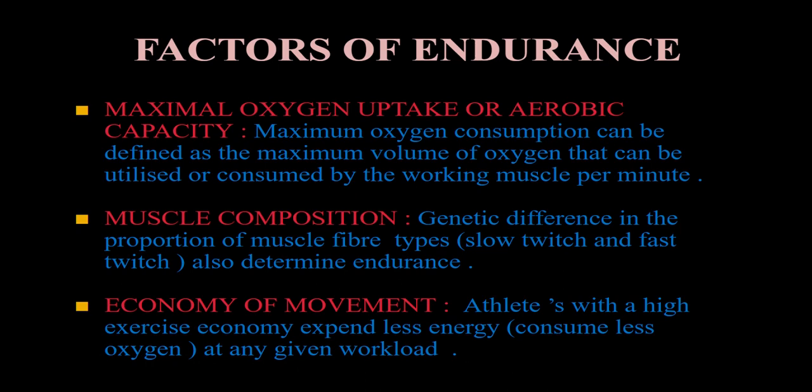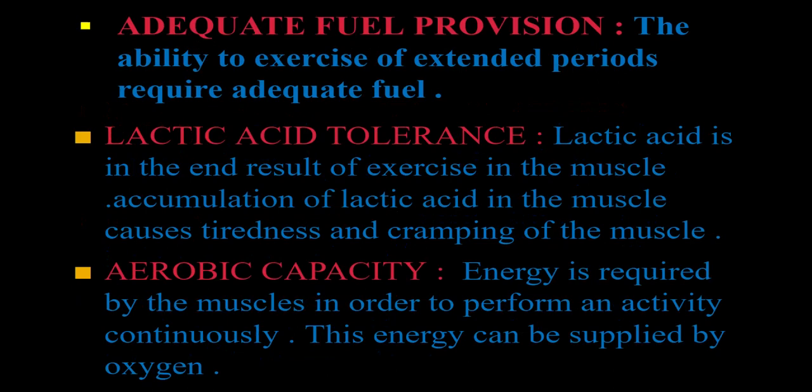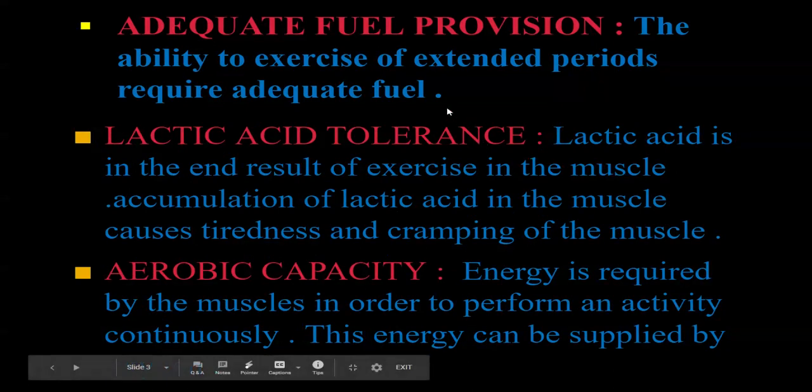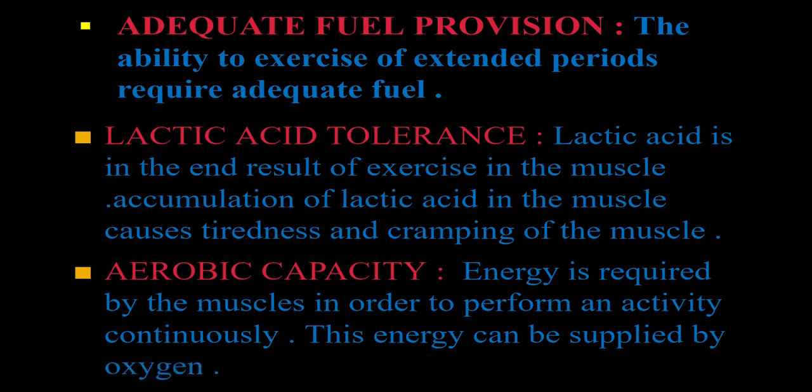Our next point is adequate fuel provision. The ability to exercise for adequate periods requires adequate fuel. The human body depends on fats and carbohydrates to support ATP regeneration for sustained muscle contraction. The availability and utilization of these fuels significantly affects endurance exercise capacity.